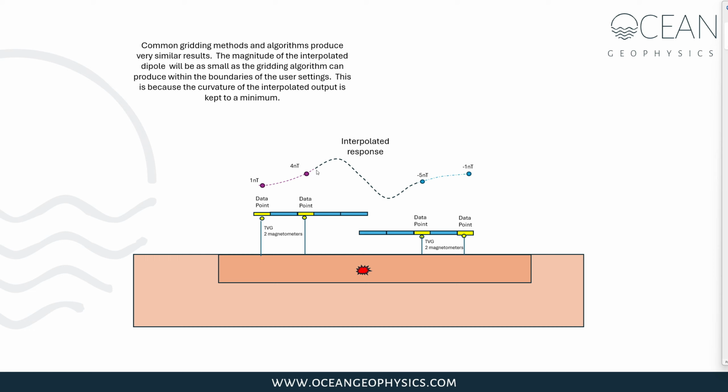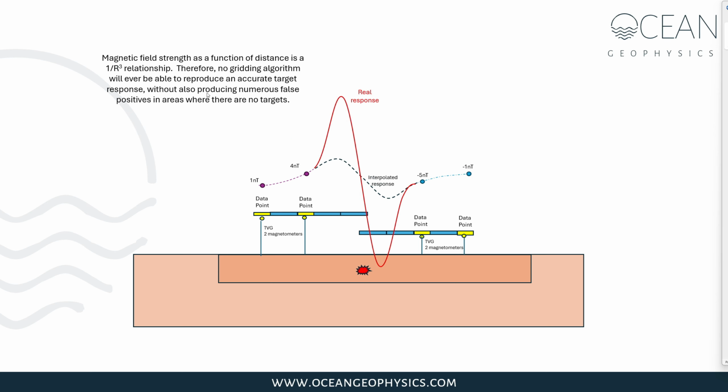And the problem is exacerbated with larger distances between survey lines. Common gridding methods and algorithms produce similar results. Minimum curvature gridding, or IDW, produces the same thing. The magnitude of the interpolated dipole will be as small as the gridding algorithm can produce within the boundaries of the user settings. This is because the curvature of the interpolated output is kept to a minimum. The curvature of this interpolated line in 2D will be kept to a minimum.